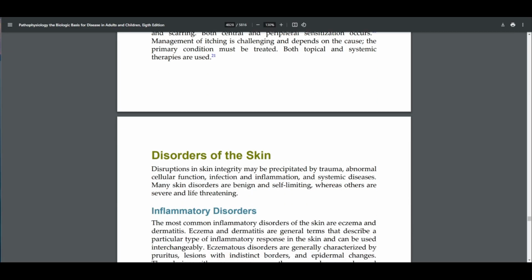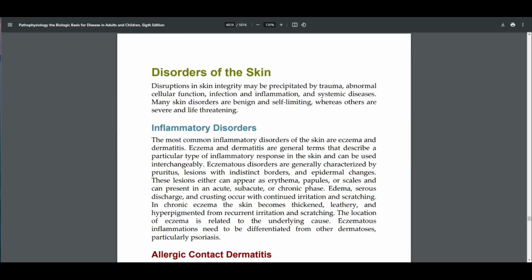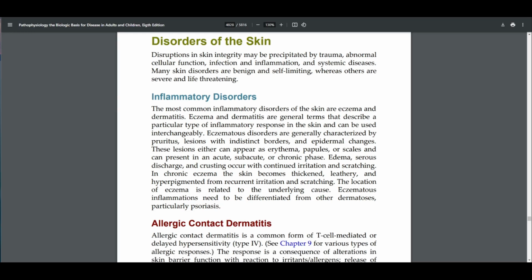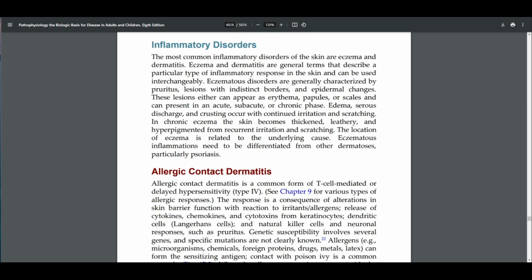So that leads us to disorders of the skin. The disruption in skin integrity may be precipitated by trauma, abnormal cellular function, infection and inflammation, and systemic diseases. Many skin disorders are benign and self-limiting, whereas others are severe and life-threatening. So, inflammatory disorders. The most common inflammatory disorders of the skin are eczema and dermatitis.